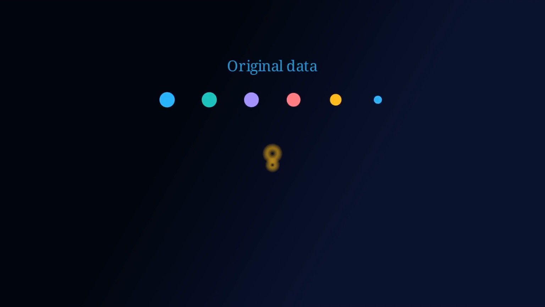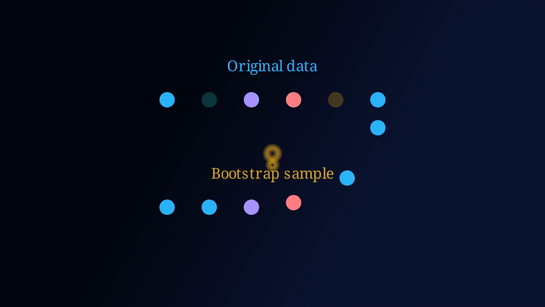Instead of giving each tree the full dataset, we hand it a random sample drawn with replacement. That means the same point can appear more than once, and some points don't appear at all. Each tree sees its own slightly distorted version of reality.